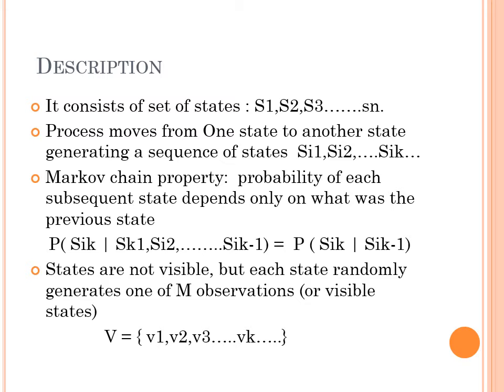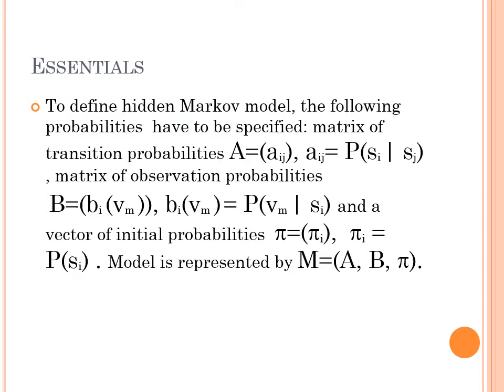So here the states are not visible, but the state is randomly generated for an observation, which is also said to be a visible state. This observation is denoted by V, which is given as V1, V2, V3 up to V of k, right? So what is essential here?